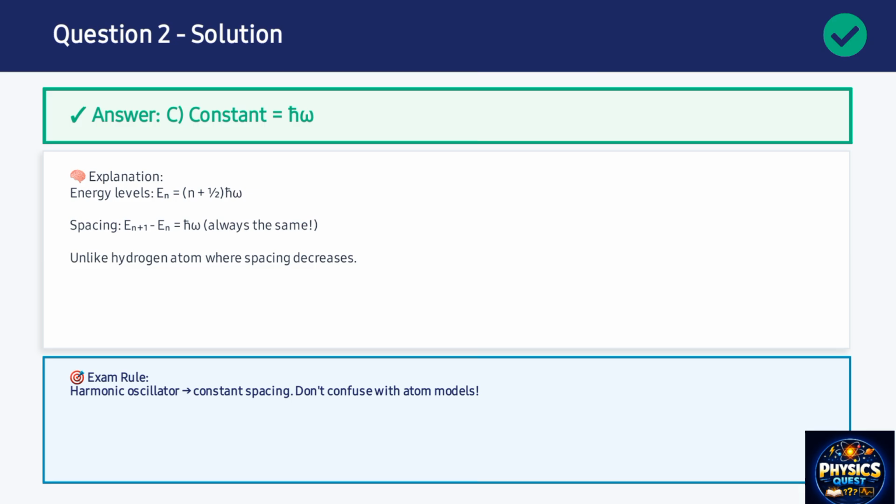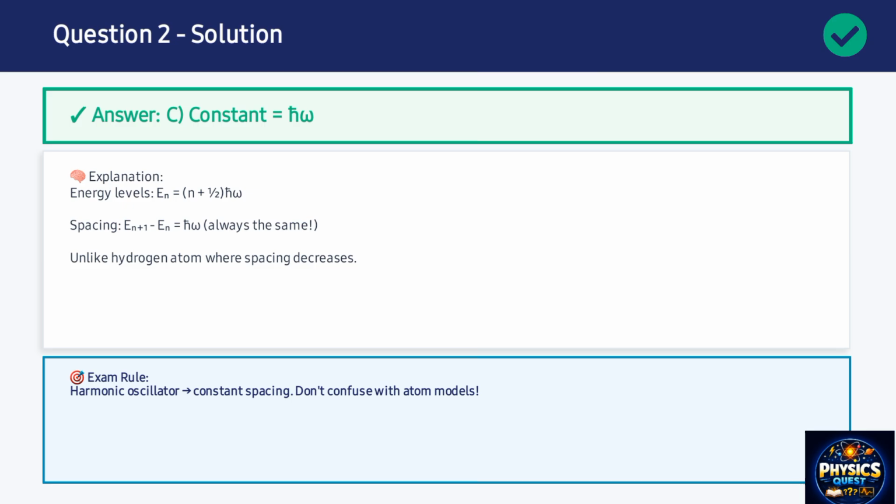Explanation. Energy levels follow En equal to (n plus half) ħω. If you want to count the spacing, E(n+1) minus En equals ħω, which is always the same. Unlike the hydrogen atom, where spacing decreases with respect to n. You must remember the exam rule: harmonic oscillator has constant spacing. Don't confuse it with the atom model.